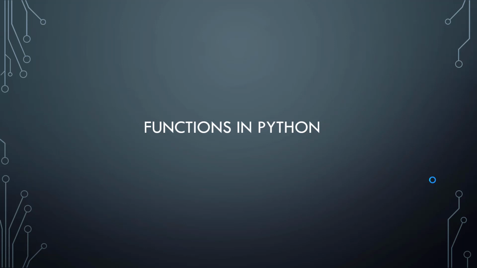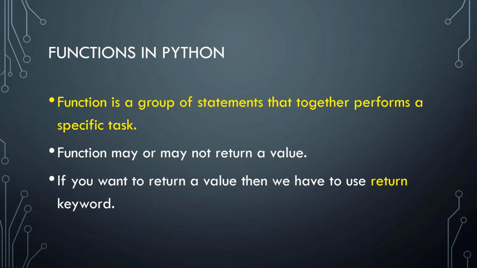We'll see. So what is a function? It is a group of statements that together performs a specific task. If you want to do a particular task with a group of statements, we'll keep all these statements in one block or suite and we'll name it. That is called a function. Every function will have some name and it might take some parameters or arguments. So what are these parameters or arguments? The values that we are passing to this function are called arguments or parameters.